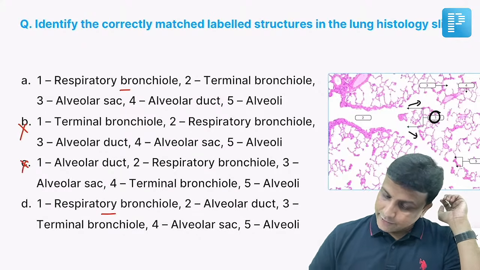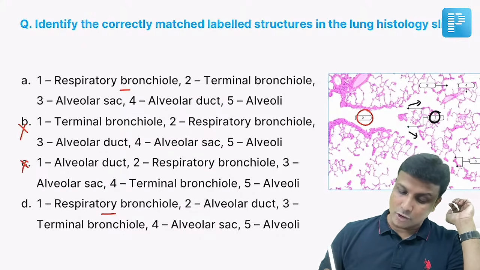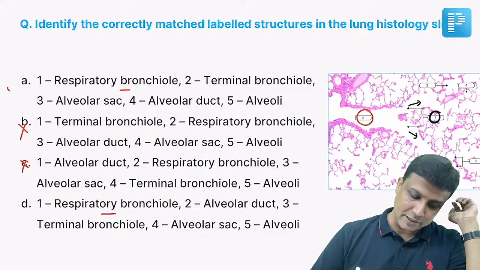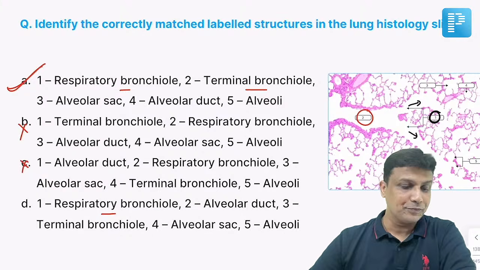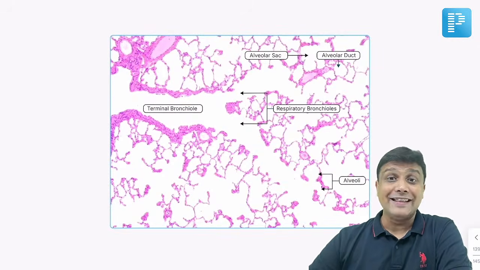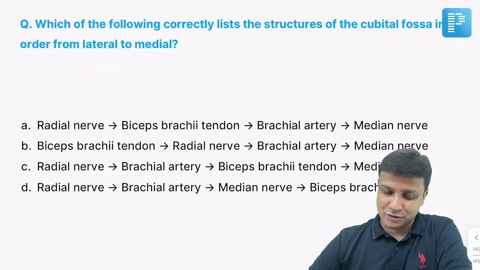Okay. Number 2, which is given here, is the terminal bronchiole, sir. So number 2 is terminal bronchiole. So option A will be the right answer here. Followed by, you can manage. I have given you this image over here, sir. That is the way how you are going to identify this image.